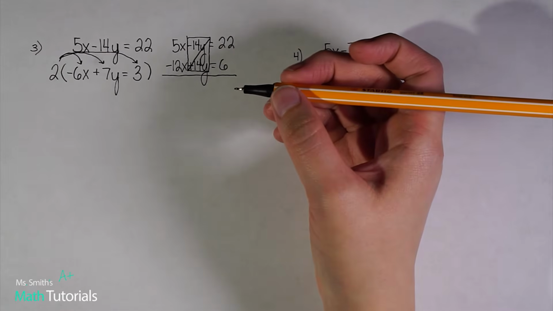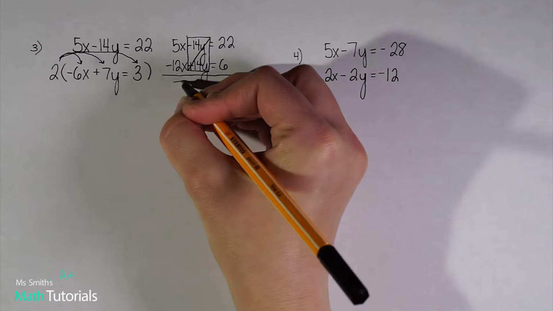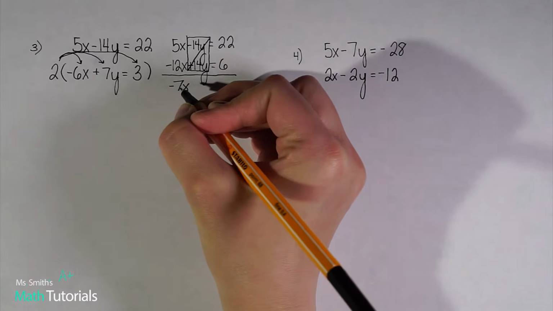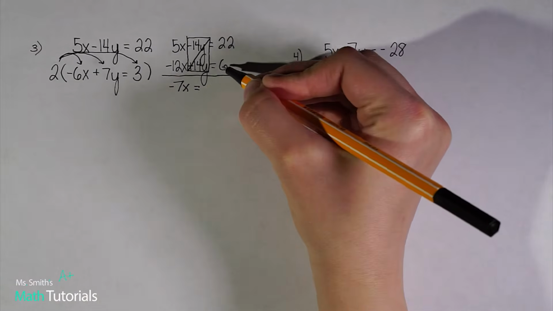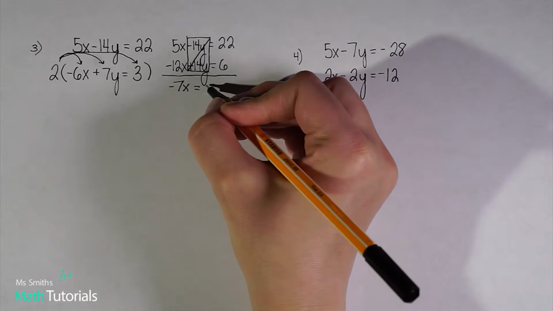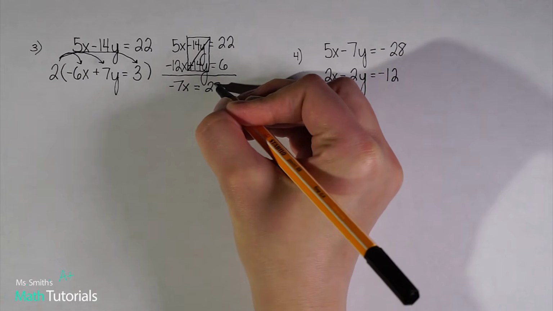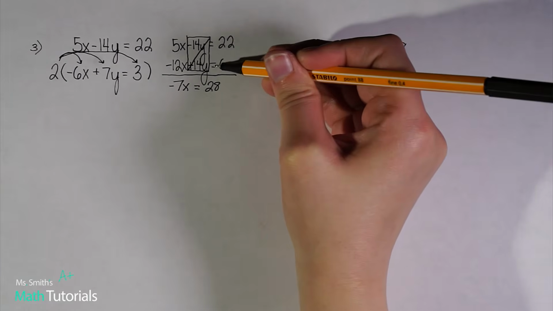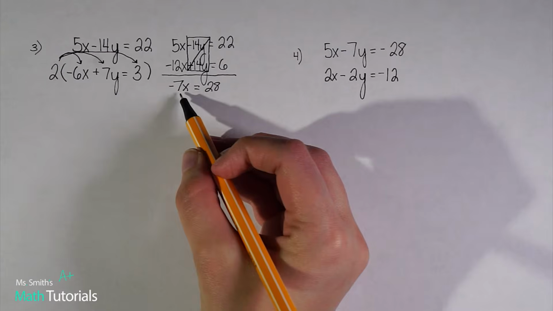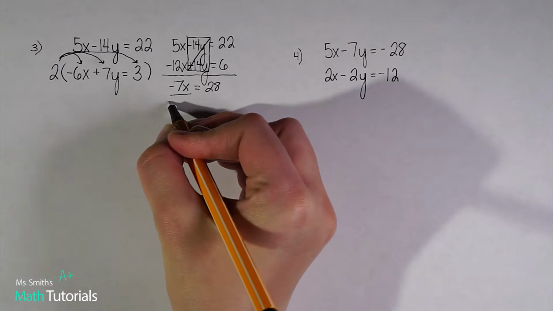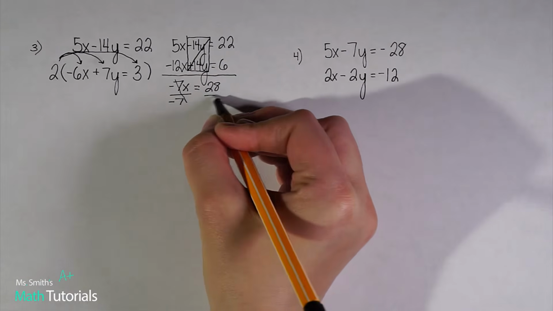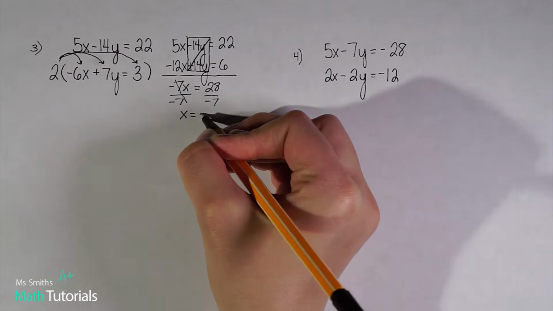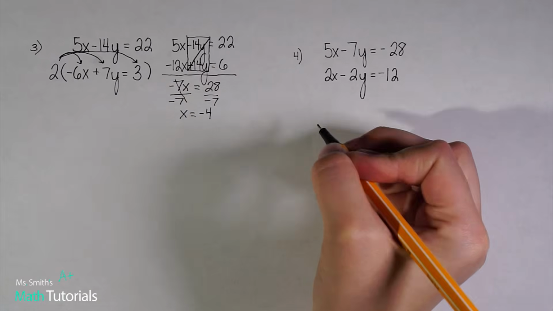I'm just shortening it. Yeah, negative 7 x equals 22 plus 6, which is going to give me 28. Notice I'm just going with whatever sign is in front of here, so positive 22 plus 6. So now I want to get my x alone, so I want to divide out that negative 7, and I end up with x equals negative 4.